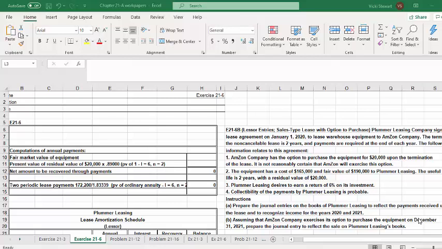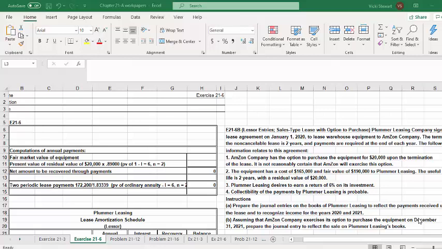This is a demonstration of exercise 21-6B, lessor entry, sales type lease with option to purchase. Plummer Leasing Company signs a lease agreement on January 1st, 2020 to lease warehouse equipment to Amazon Company. The term of the non-cancelable lease is 2 years and payments are required at the end of each year. The following information relates to this agreement.